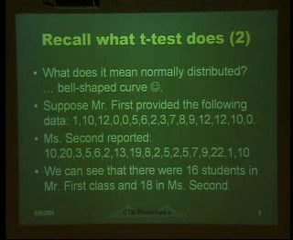Here I just made this example up. Suppose in Mr. First's class we have the following data. The first student had only one tardy slip, the second student had 10 tardy slips across the whole year, and so on and so forth. In the second class we also have some data. In total we have 16 students in the first class and 18 students in the second class. If we want to compare those two classes, we can perform a T-test, and a T-test will compare just the means between those two classes, just the mean number of tardy slips.